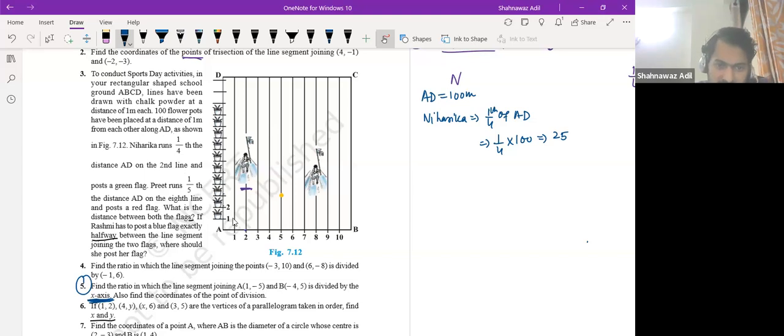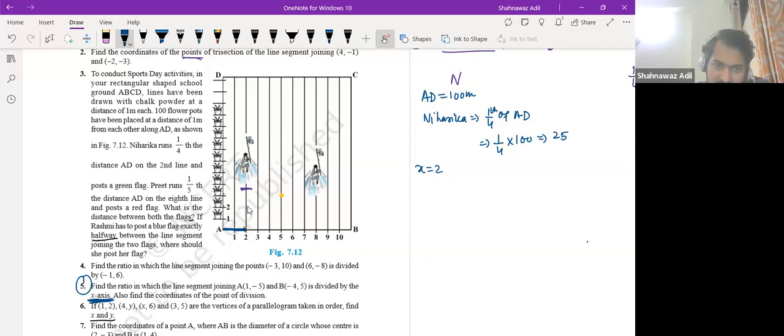So you see that Niharika is running in the second line. In the x direction, you have moved 2 units, 2 kilometers. So she is running in the second line, which means what is this coordinate? When we are going in this direction, that is x. So the x coordinate is 2.